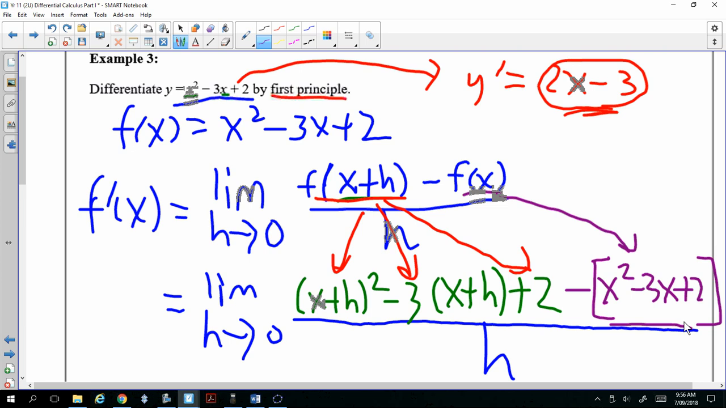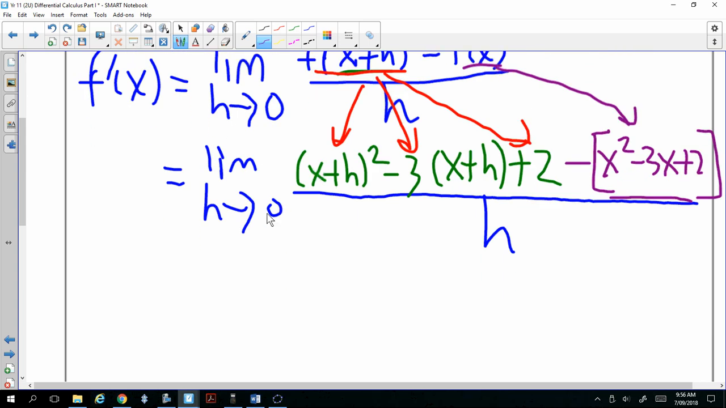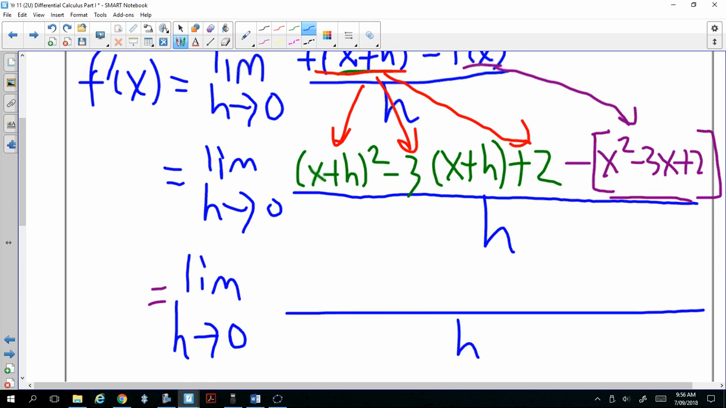Okay, now let's do this. Equal. You need to keep writing the limit. This is the way you do things. Do not stop writing the limit. Write the limit all the time. Yes, like that. Expand. How do we expand? Perfect square: a squared plus 2ab plus b squared. Then expand the negative 3: negative 3x minus 3h plus 2. And then you have to expand the negative: negative x squared plus 3x minus 2.